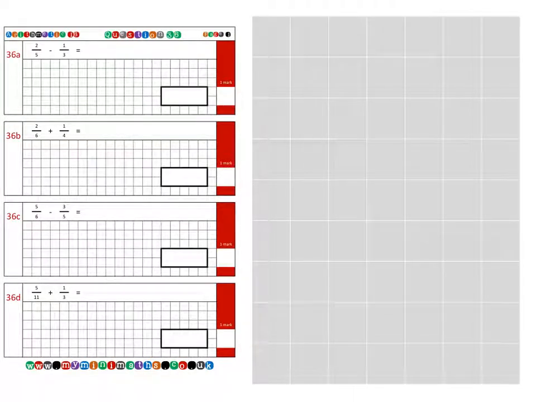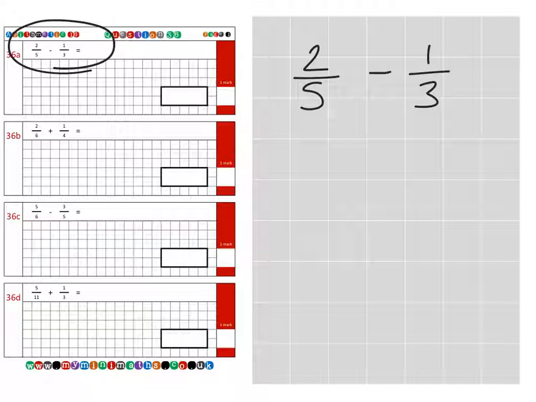And today we're going to be looking at the Arithmetic 16 question 36 practice question, where we're going to be adding and subtracting a pair of fractions. So let's have a little look at question 36a, which is our first question, and we have 2/5 and we're subtracting 1/3 away from that.